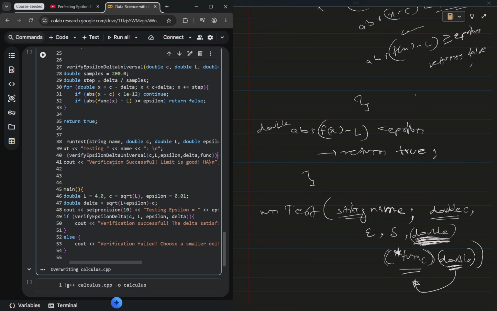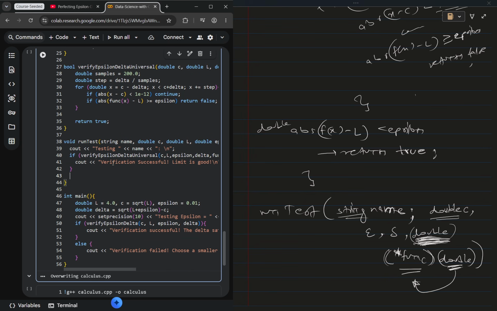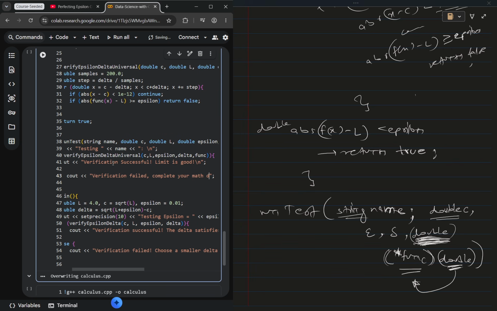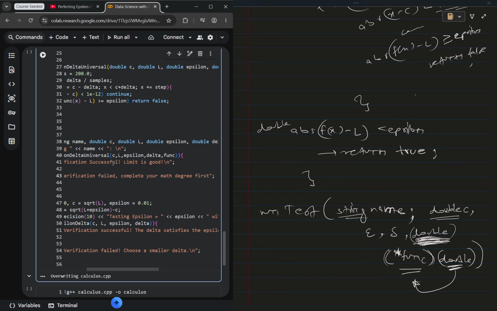Well, actually, let's remove that. We can just have this. Else we can just cout verification failed. Verification failed. Complete your math degree first. So thank you.